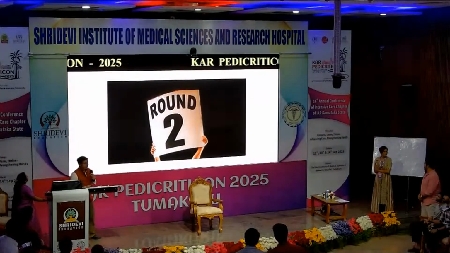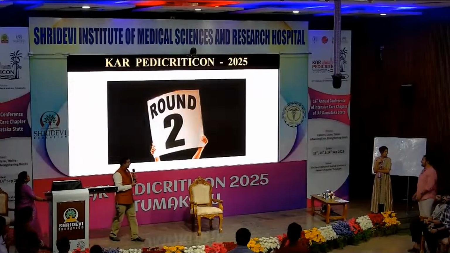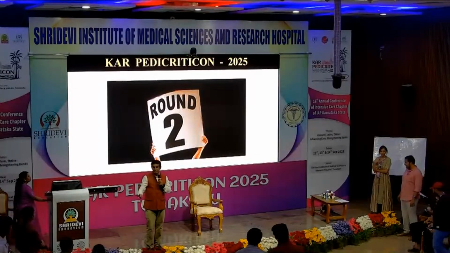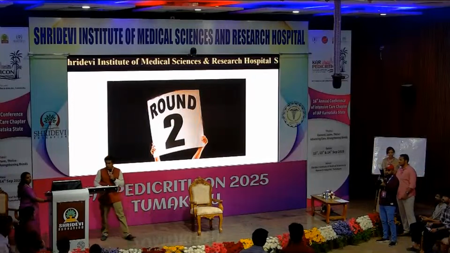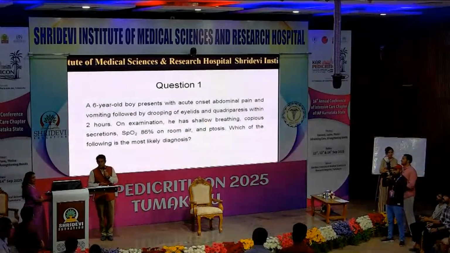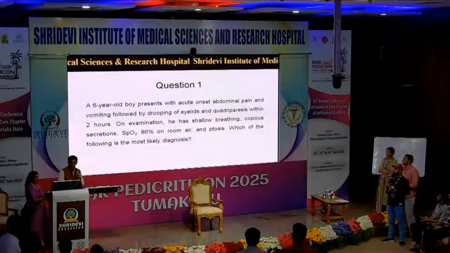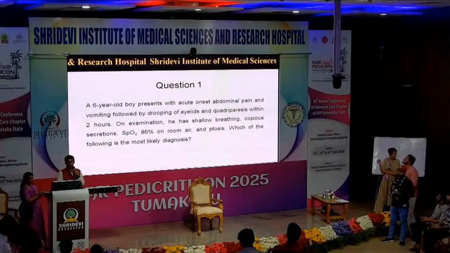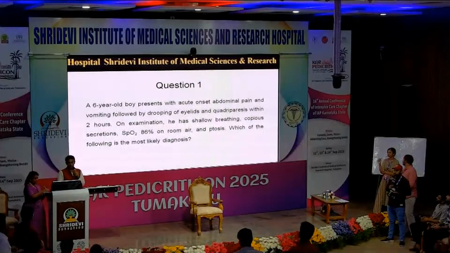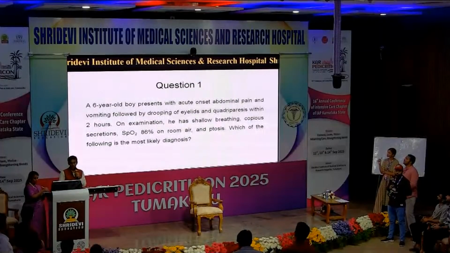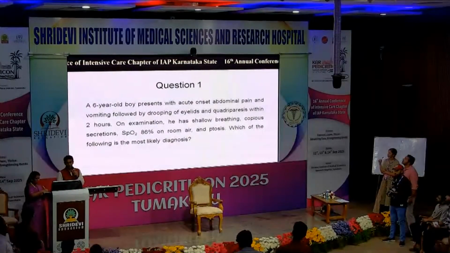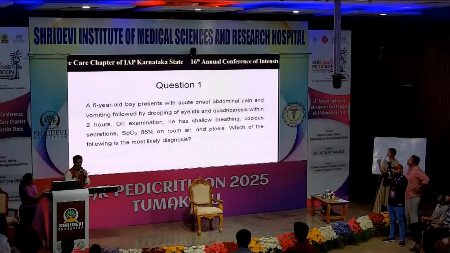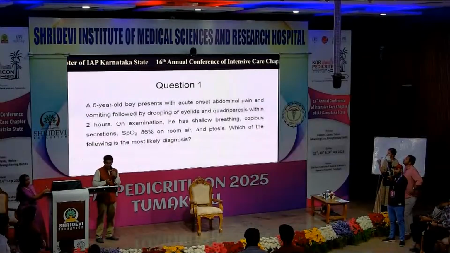So shall we start round 2? Fine. Again round 2. Ready? Okay. Your first question starts now. A 6-year-old boy presents with acute onset abdominal pain and vomiting followed by drooping of eyelids and quadriparesis within 2 hours. On examination, he has shallow breathing, copious secretions, saturation of 86 in room air and ptosis. Which is the most likely diagnosis? Others can write.